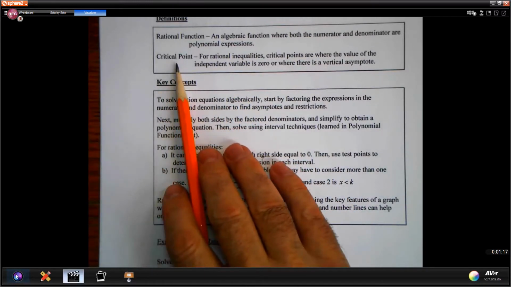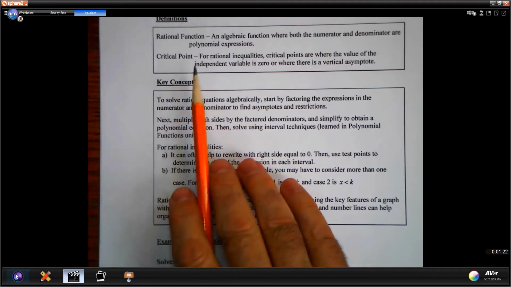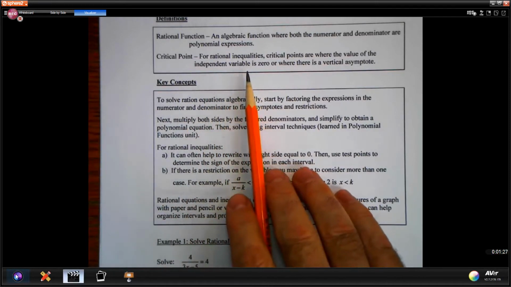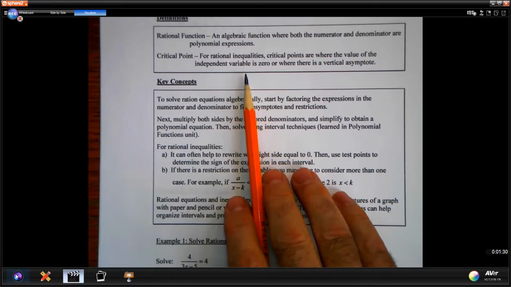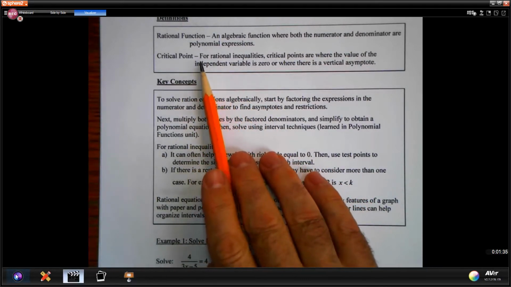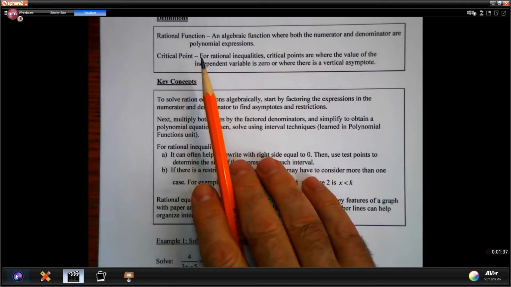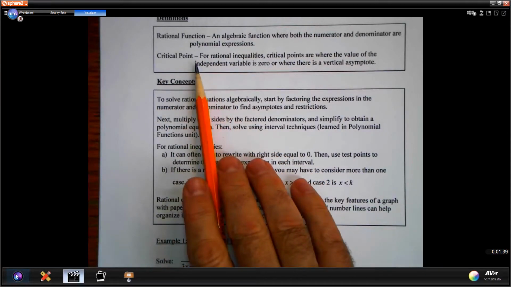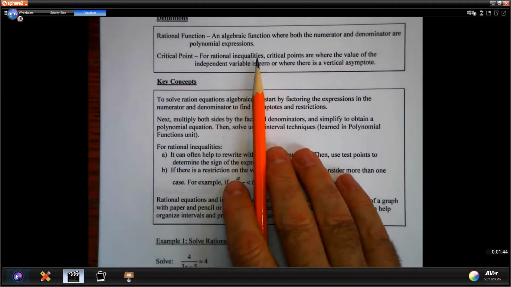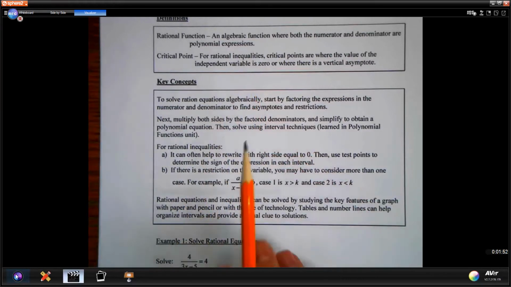Now, this is a new thing, critical point, and we're going to be using this for the inequalities. So basically, we're looking for the vertical asymptotes or zeros. We'll get more into that later, and this is a term also used in the calculus course. We use this term quite a bit, critical points. So when I refer to that, it means basically zeros and vertical asymptotes. Something that makes the numerator 0 and something that makes the denominator 0.